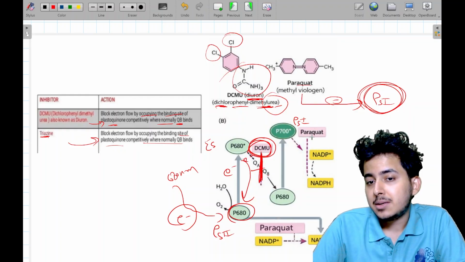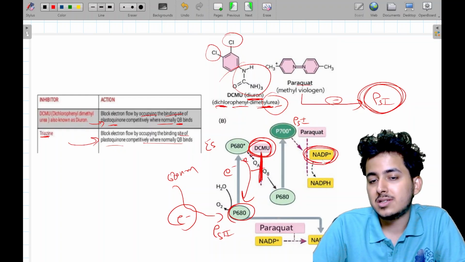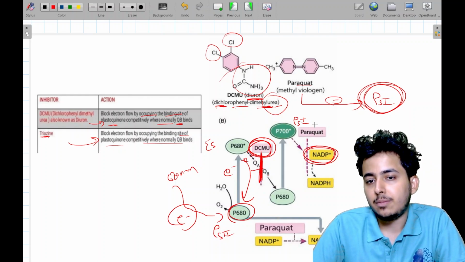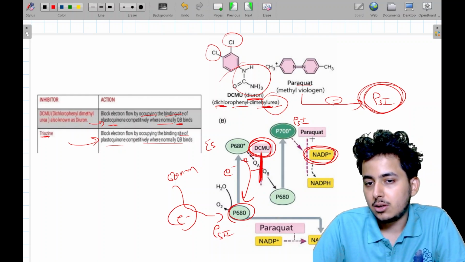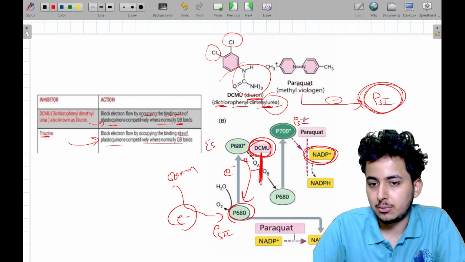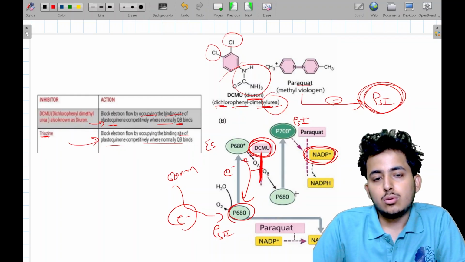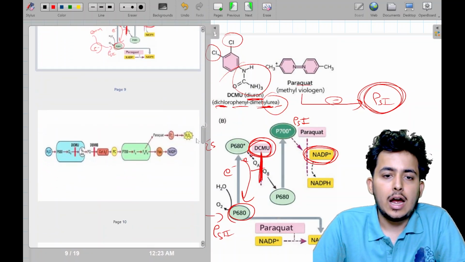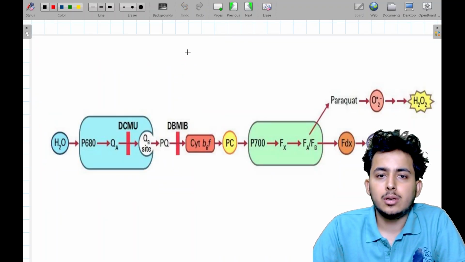And paraquat, as I told you, finally accepts the electron and doesn't let NADP plus get the electron. So that is why this paraquat inhibits the PS1. That is how it inhibits. So basically this is about the inhibitors.